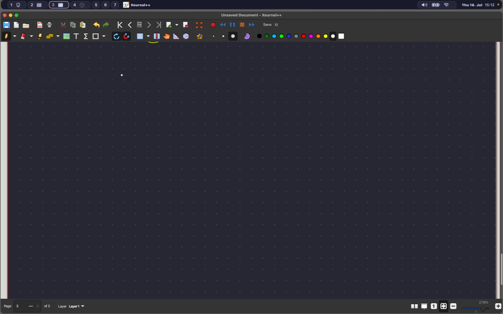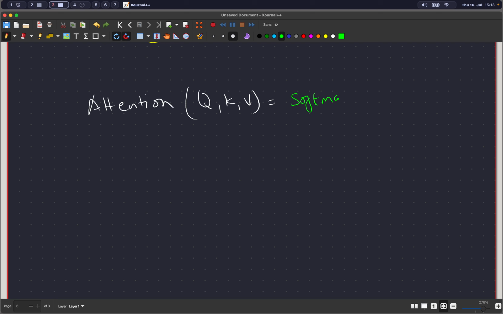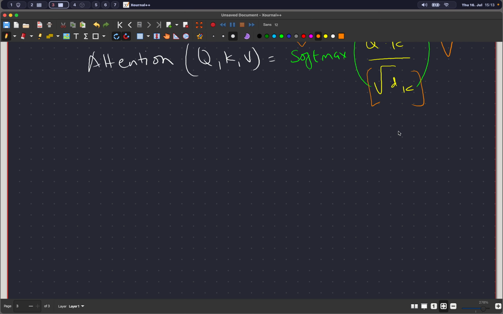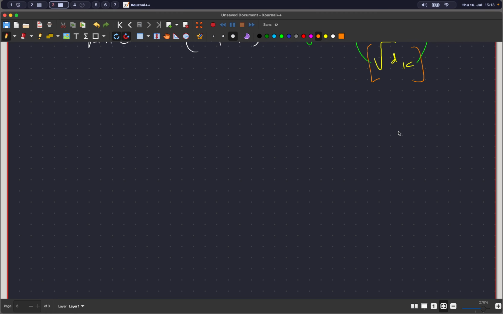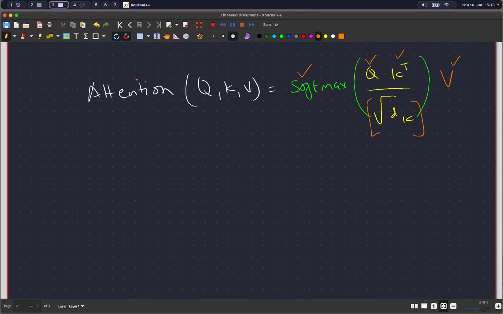Now, this is the most important thing. The formula for attention is: we are applying softmax and then multiplying it with V. So there are various components in it. We have Q, we have K transpose, we have a V matrix. We are applying softmax and also dividing by the square root of dimension dk. We will discuss what dk is. Now let's discuss what the dimensions of each of these matrices would be.